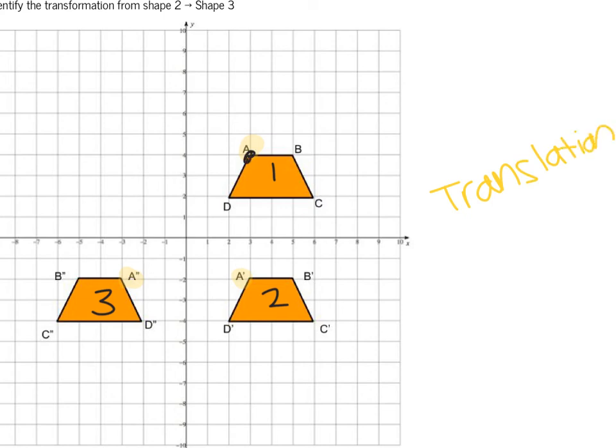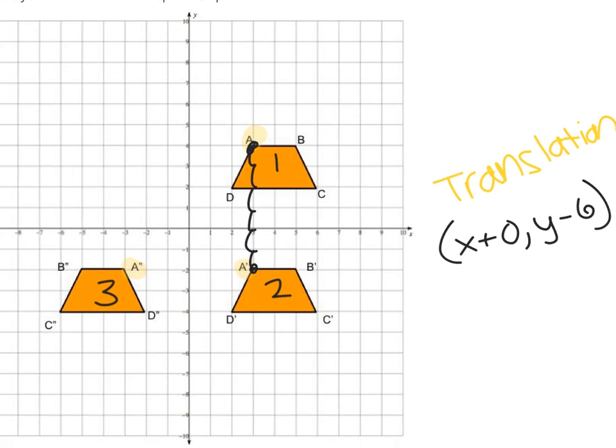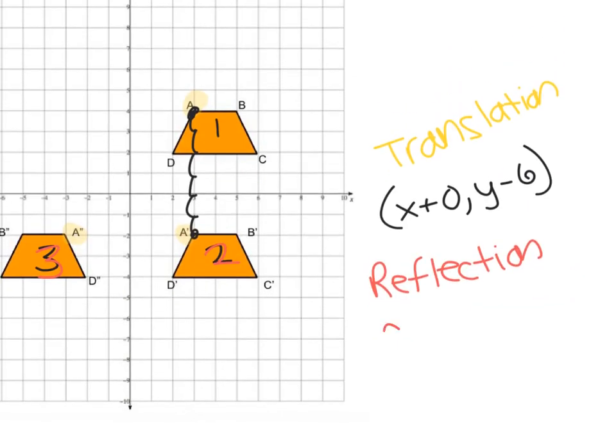Let's see, from A to A prime, down 1, 2, 3, 4, 5, 6. X plus 0, y minus 6. First move. Second move, from shape 2 to shape 3. That is a reflection. We have to say how far which way? Across the y-axis.